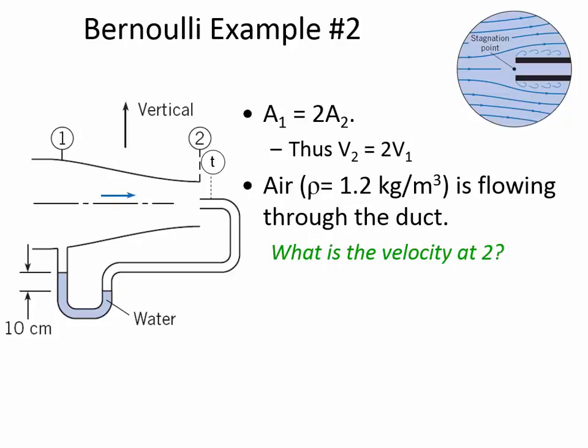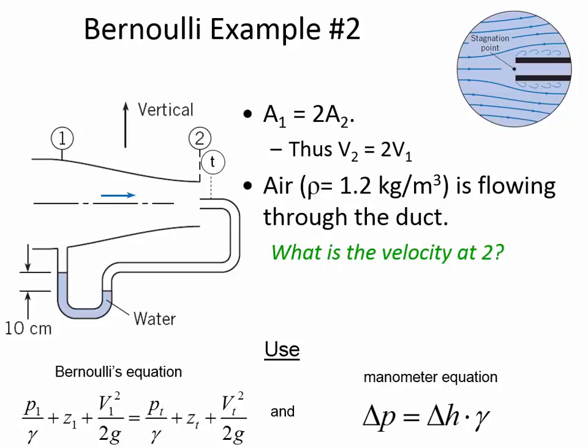Remember that we have an incompressible fluid here, or at least we're going to pretend like the air is incompressible. We want to know what's the velocity at 2. And this manometer is a way of measuring the velocity. So here's what you're going to do in this example.